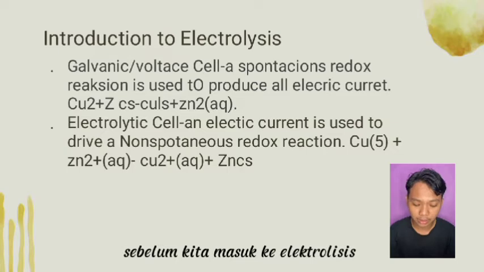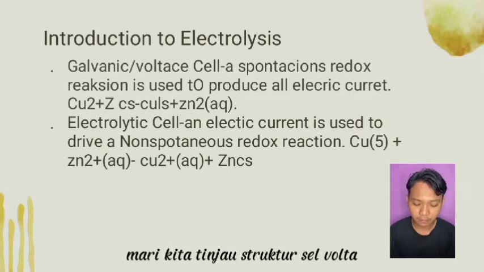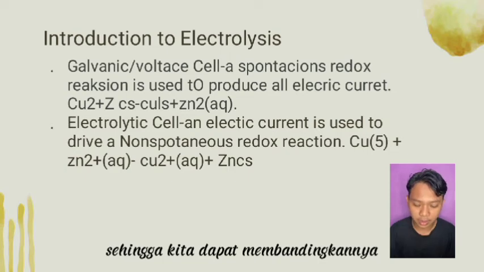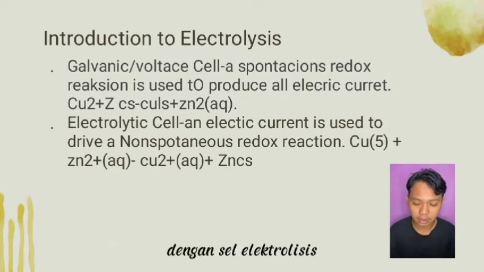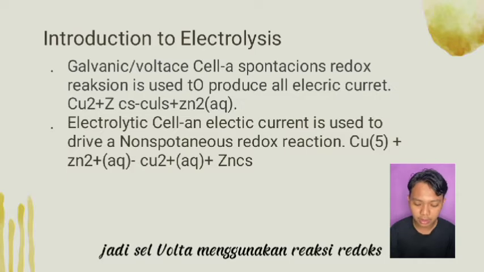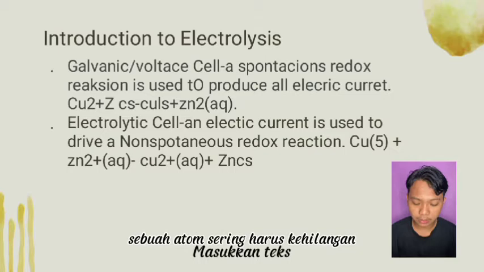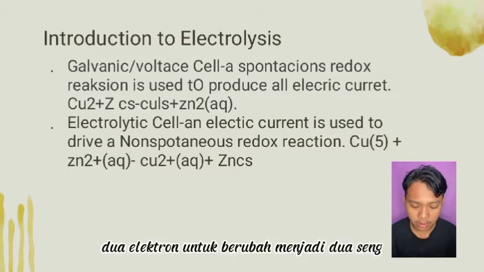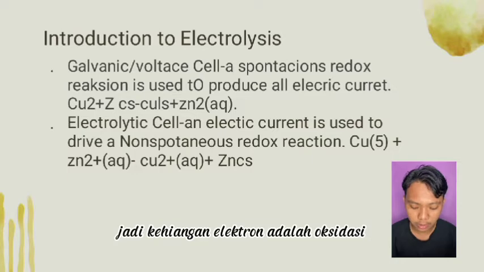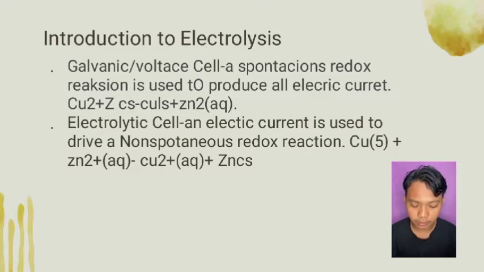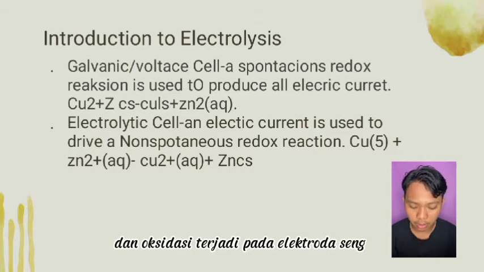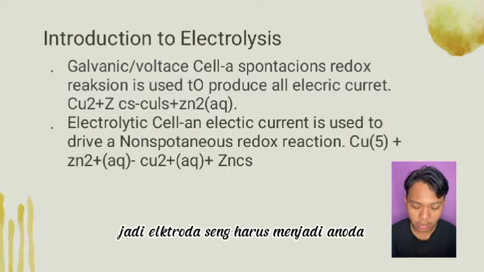Before we get into electrolysis, let's review the structure of a voltaic cell so we can convert it to an electrolytic cell. A voltaic cell uses a spontaneous redox reaction. An atom of zinc would have to lose 2 electrons to turn into zinc 2 plus. So loss of electrons is oxidation, and oxidation is occurring at our zinc electrode.